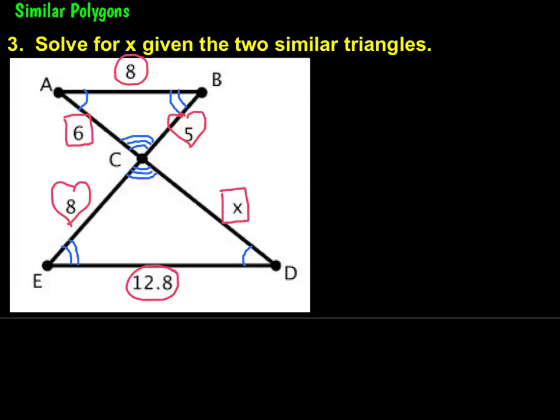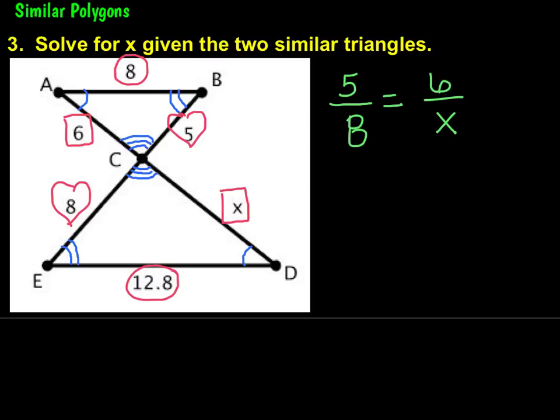So we're going to put 5 over 8. So notice I chose the 5, which means I'm starting with the smaller triangle. So the smaller triangle would have to be in the numerator, and then the larger triangle would be in the denominator. So 5 over 8 is equal to, we're looking at solving for x, so we would have to put the 6 first because it's on the smaller triangle. So 6 over x.